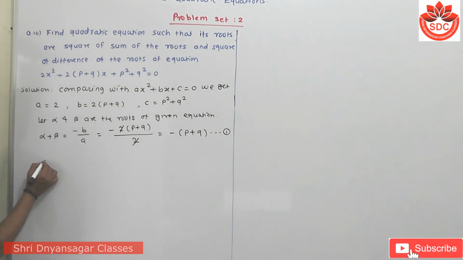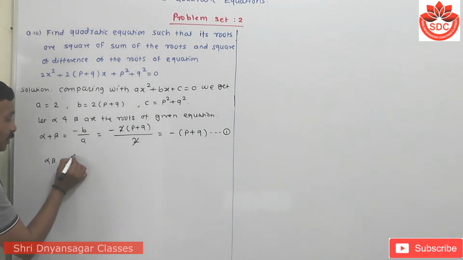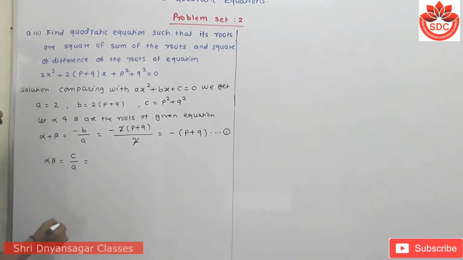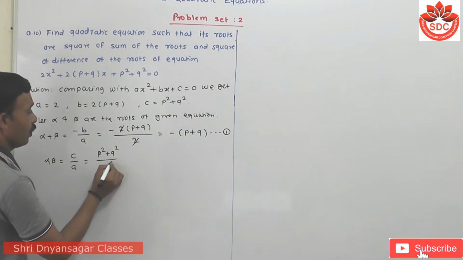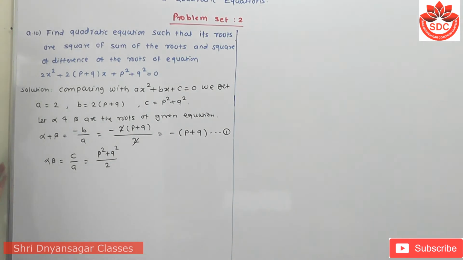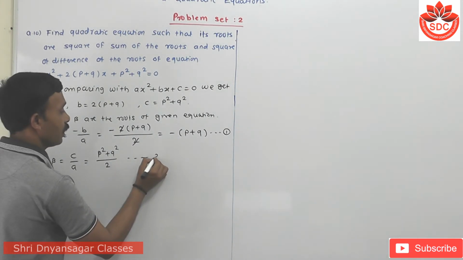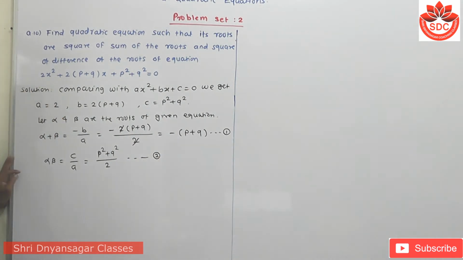Then we have to find its product, meaning alpha into beta. Alpha into beta is c upon a. The value of c is p square plus q square upon how much? 2. We cannot simplify here, so this is our equation number 2. Can you understand up to this? Okay.